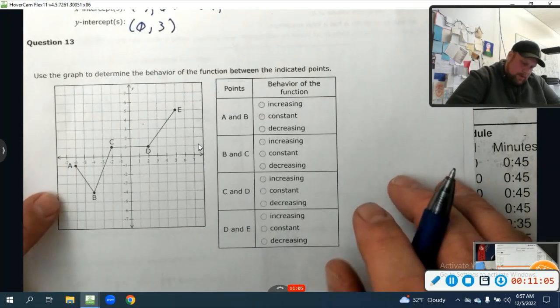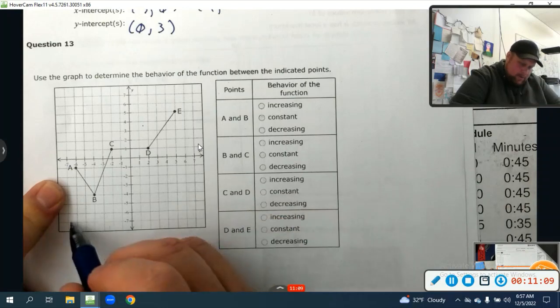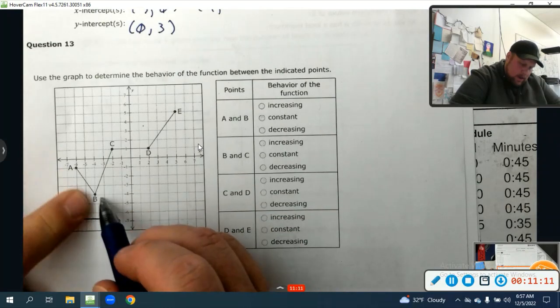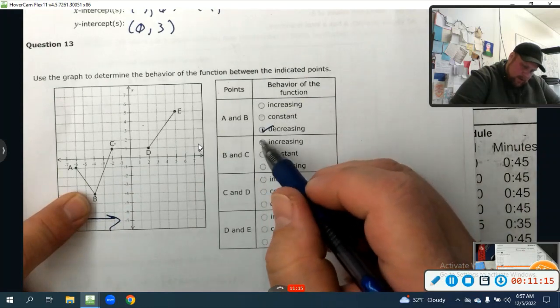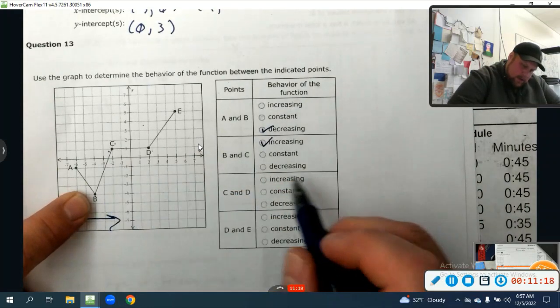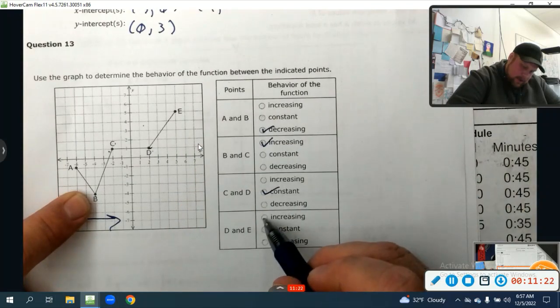All right, let's talk about between intervals. What's it doing between A and B? Remember, we read it left to right, and it's decreasing. Between B and C is increasing. Between C and D is constant, and between D and E is increasing again.